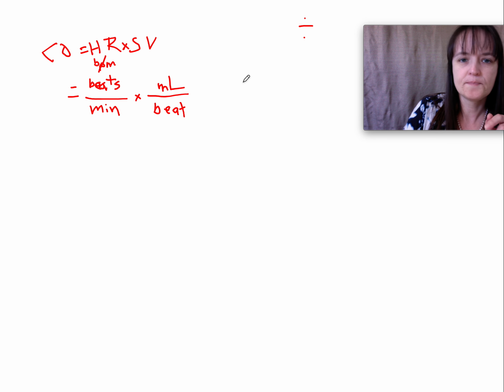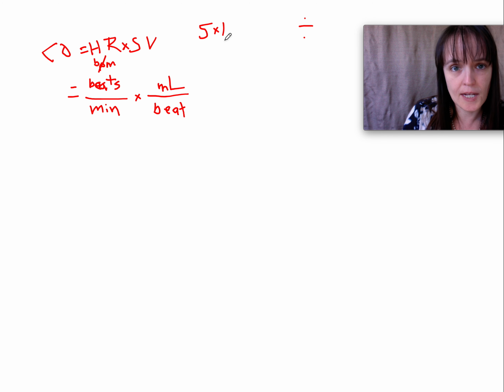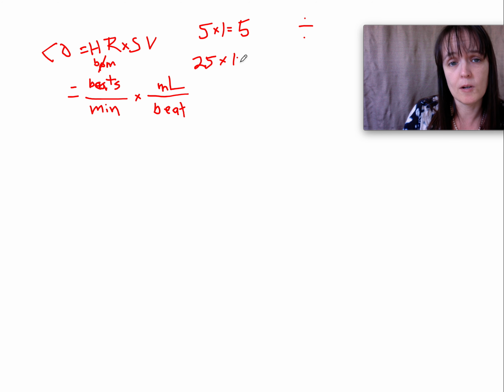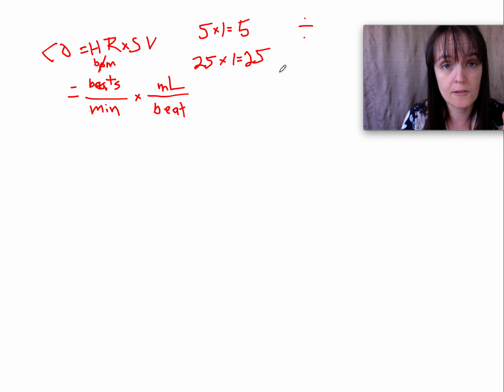How is that possible? Okay, what is anything times 1? Say there are 5 masks in a bundle, and you get 1 bundle. How many masks do you have? You have 5 masks. There are 25 masks in a bundle, and you get 1 bundle. How many masks do you have? You have 25. So anything times 1 is itself.